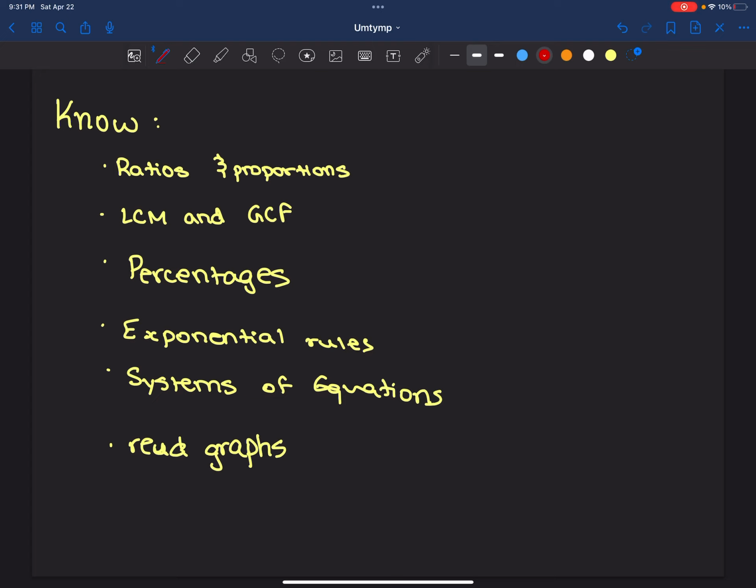Okay, so here are the things you need to know. Ratios and proportions, I've already gone over that. Percentages, gone over that. Exponential rules, gone over that. And reading graphs, I have not gone over that, but still know them. And these two topics, I haven't gone over them, but they make up 1% of the test. Well, this is more like 5%, but still know these two.